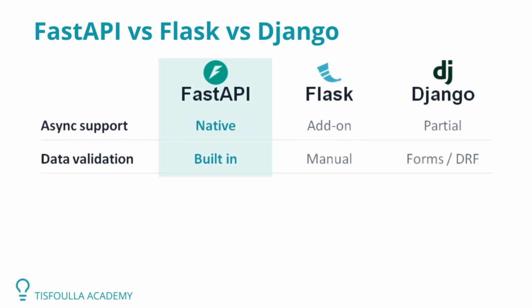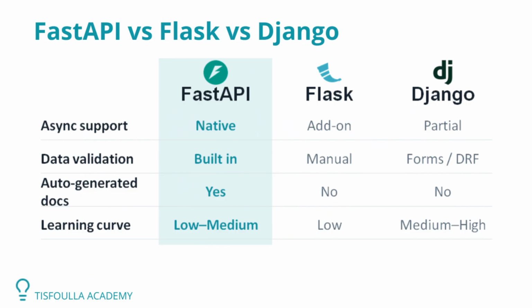Now, data validation. In Flask, developers usually write validation manually or rely on external libraries. In Django, validation is typically handled through forms or serializers. In FastAPI, validation is automatic thanks to Pydantic, which checks incoming data before your code is executed. Another important feature is API documentation. With Flask and Django, interactive API documentation usually requires additional packages and configuration, whereas FastAPI automatically generates complete interactive documentation directly from your code.